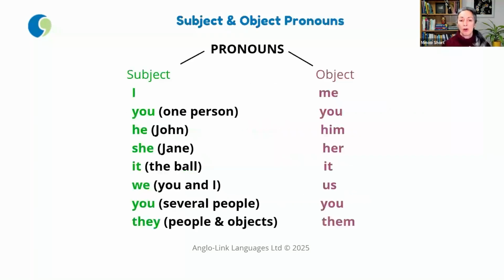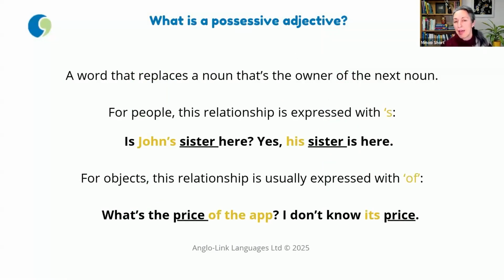So let's look at the list of subject and object pronouns. I, subject; me, object. You for one person, no change, you. He for a man, for example John; him. She for a woman; her. It for an object; it. We, that's you and I; us. You also for several people, so the singular you and the plural you are exactly the same, and the object is also the same, you. And for they, which is the plural of he, she, or it, so people or objects, the object pronoun is them.